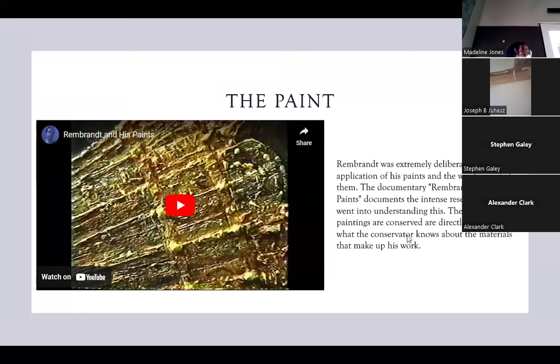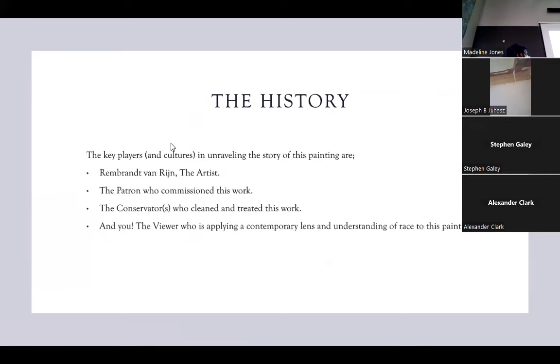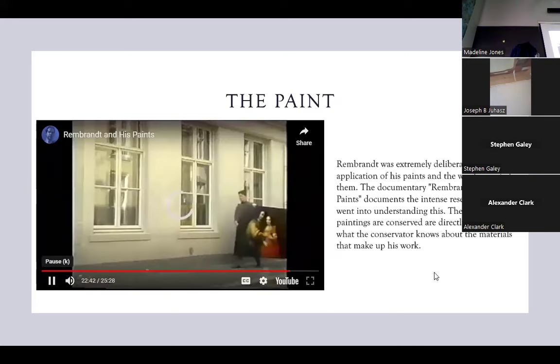It wasn't something that we knew until the research by Ernst van de Wetering. He's the lead scholar on Rembrandt at that time, and still is really influential in how we conserve his work specifically, because the way that he operated is really unique to him. So I'm going to play a little clip about how he made his paints. The whole thing's on YouTube for free, so if you'd like to check it out, I think it would be good.